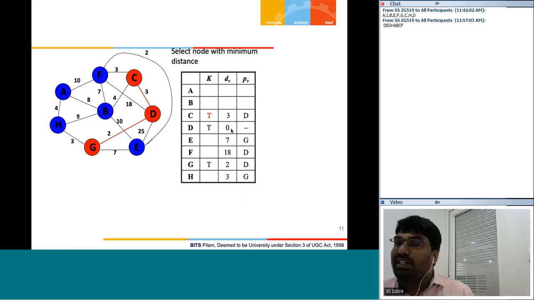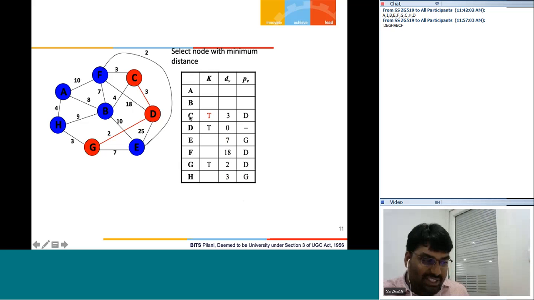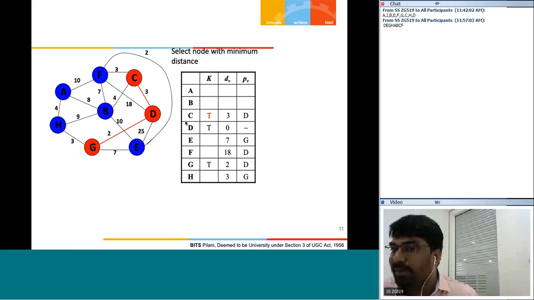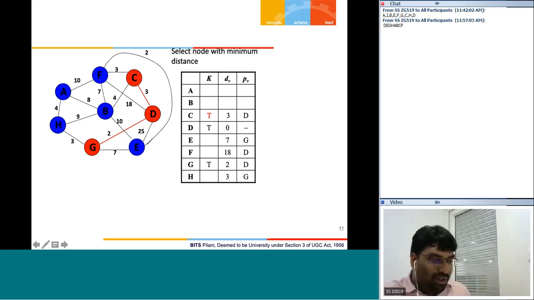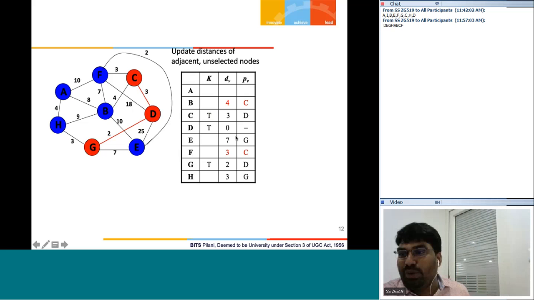Now I visited C, I visited D, I visited G, and what is the new vertex? C. Does my table get any updation? What are the adjacent vertices of C? F, B, D, yes, correct, so it's B and F. Now if you see F, what is the weight to reach F? Till now it is 18, and the parent is D. Now I will change it to 3, and parent to C. Got it? You understood this? And B is the new edge, so we are going to update it to 4 and C. Got it now?